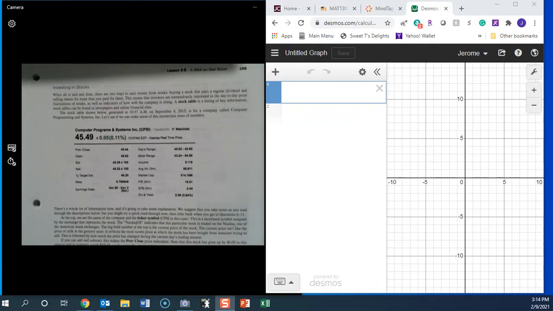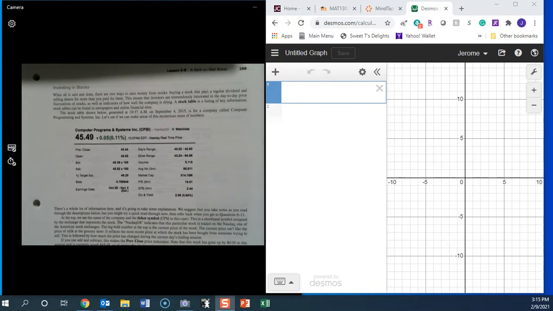Now it says investing in stocks. When all is said and done, there are 2 ways to earn money from stocks: buying a stock that pays a regular dividend and selling shares for more than you paid for them. This means that investors are tremendously interested in the day-to-day price fluctuations of stocks, as well as indicators of how well the company is doing. A stock table is a listing of key information. Stock tables can be found in newspapers and online financial sites.